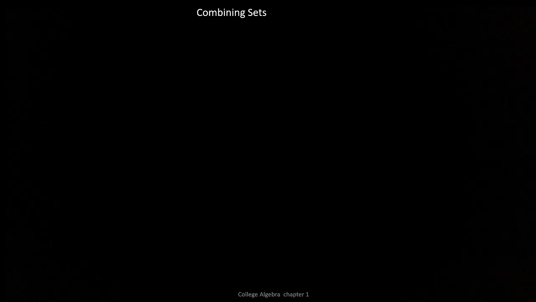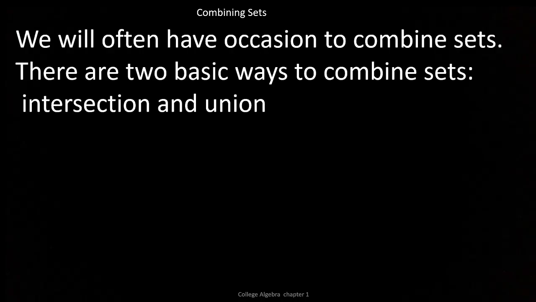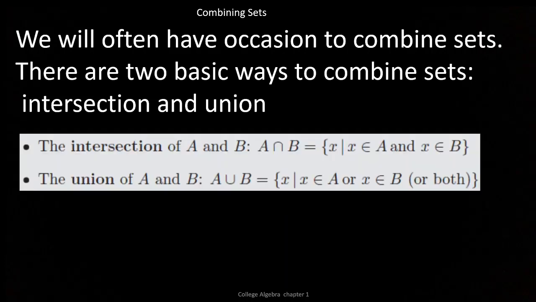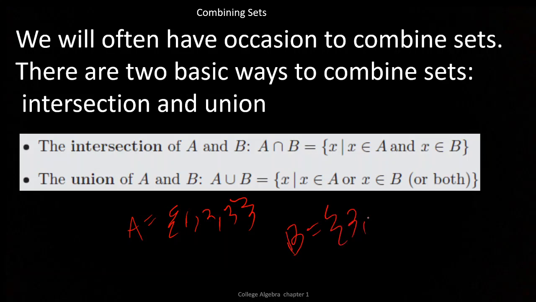All right, so now sometimes in math, we are interested in combining two sets of numbers. For example, suppose we have a set of numbers 1, 2, 3. Here's a set A, and then we have another set B, maybe 3, 4, and 5. So we can combine these two sets by two different operations.